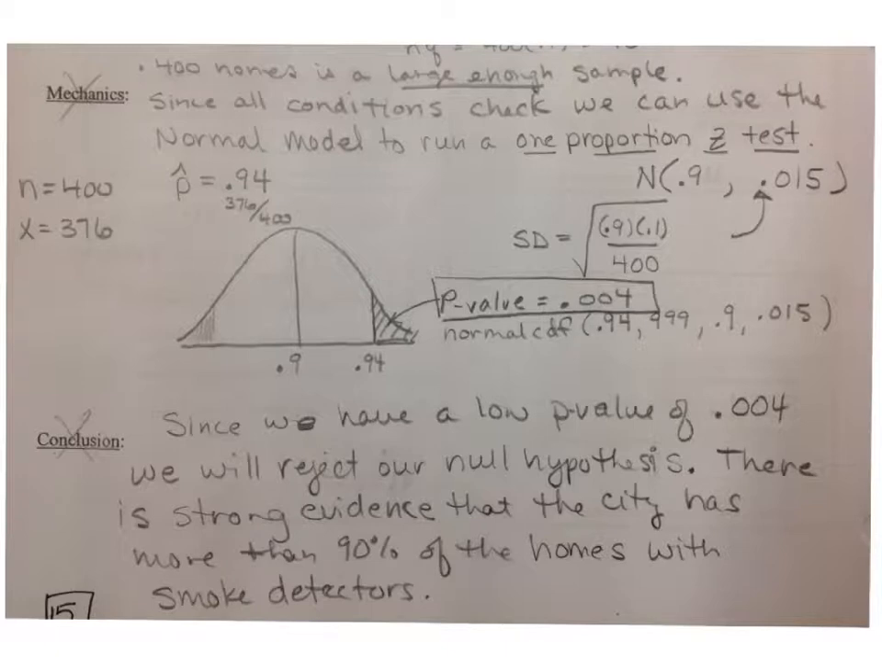Since we have a low p-value of 0.004, we will reject our null hypothesis. There is strong evidence that the city has more than 90% of the homes with smoke detectors. That's kind of the general idea. There's more examples in the book and stuff. Text me or email me if you have any questions, and I'm going to go on to the next problem.